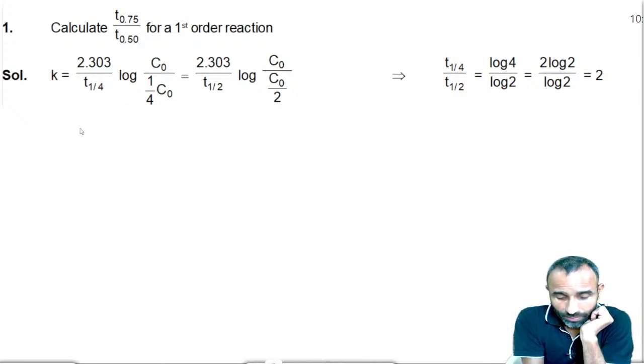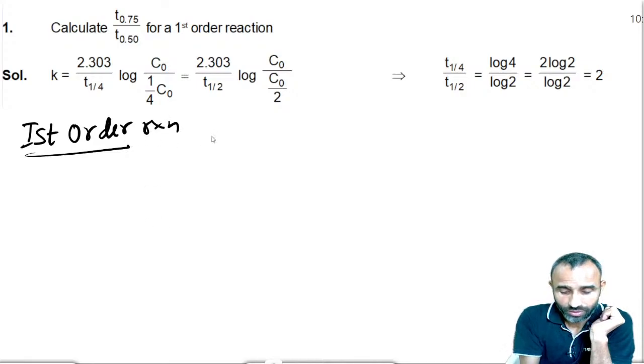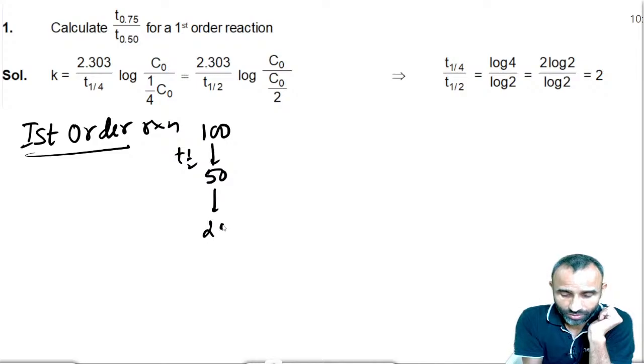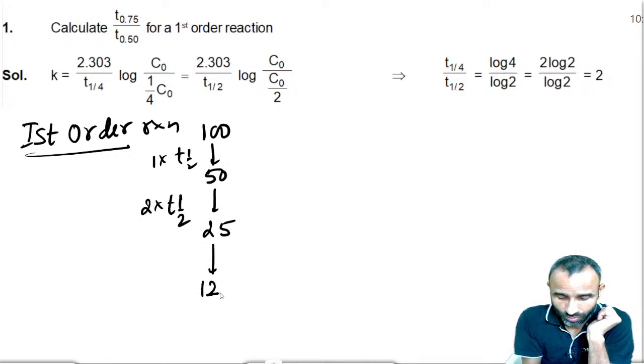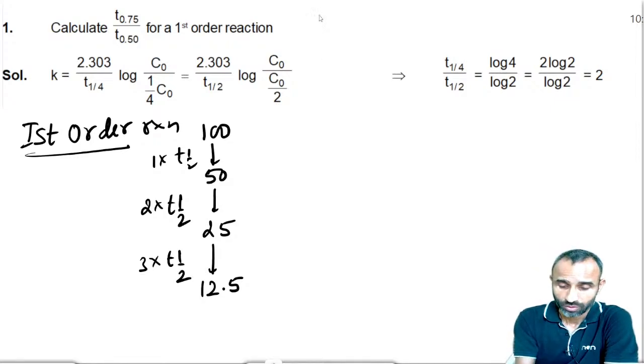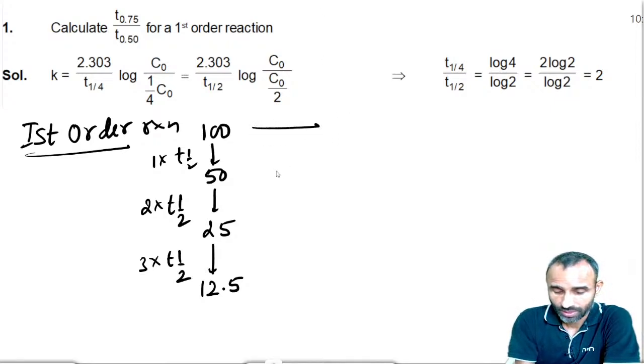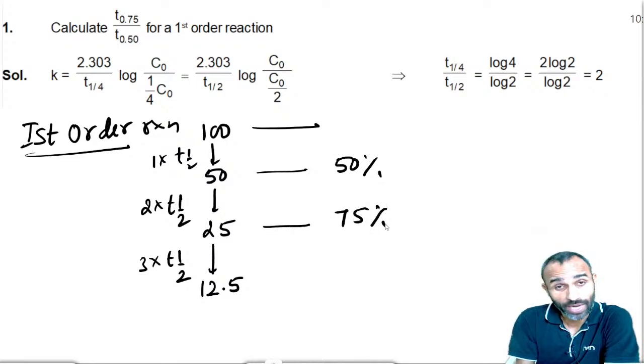T 75%. First order reaction is independent of initial concentration. For first order reaction, 100 turns into 50 after one half-life. It turns into 25 after second half-life. Turns into 12.5 after third half-life, and so on. t50 is 50% completed. Here it is 75% completed.